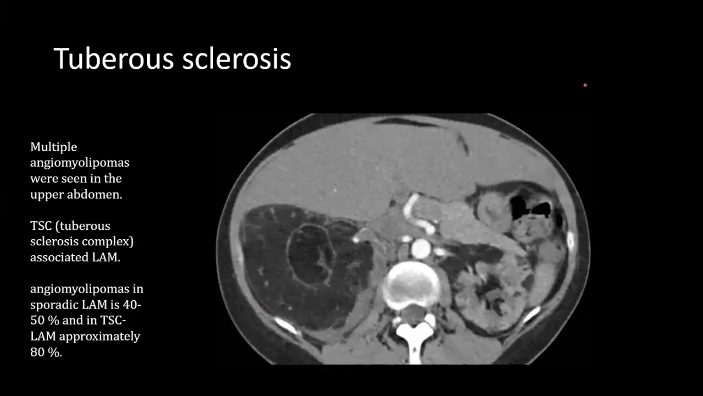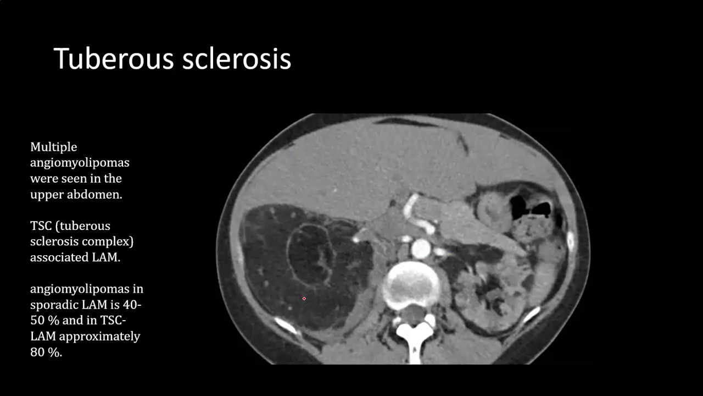Now next, you are being shown a slide in which we have been given only the soft tissue window of the abdomen. Previously I discussed that LAM has a strong association with tuberous sclerosis. So here you can see that multiple renal angiomyolipomas can be seen in association with LAM.